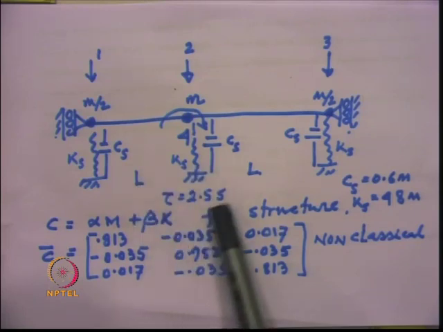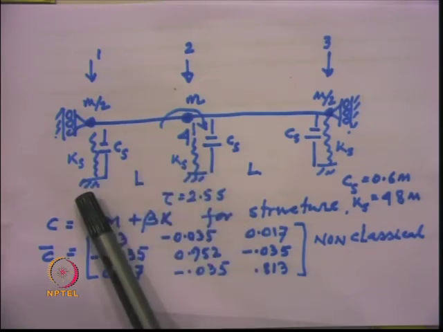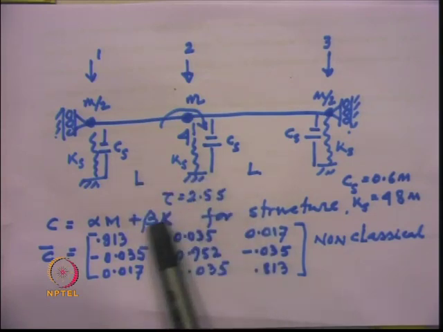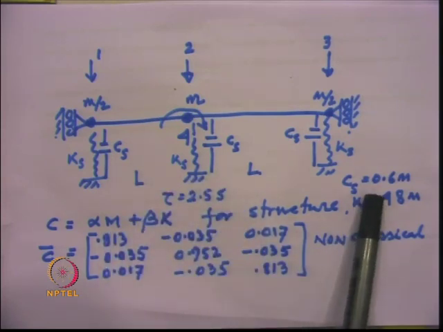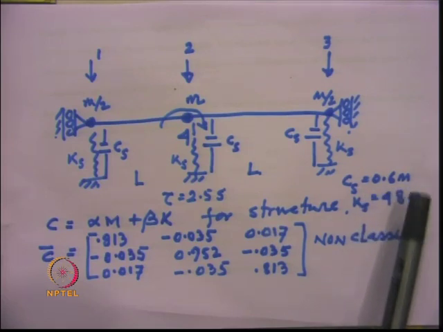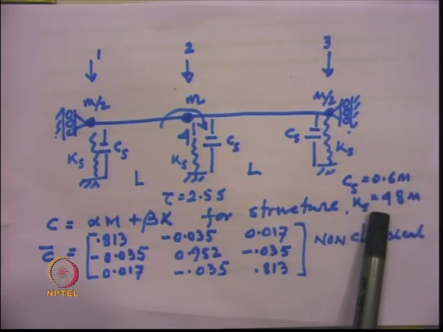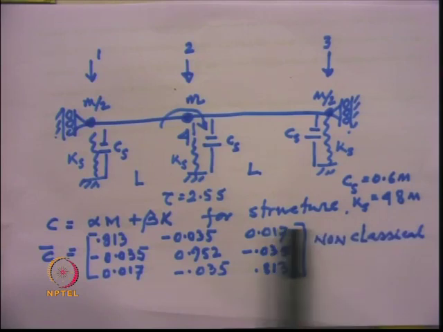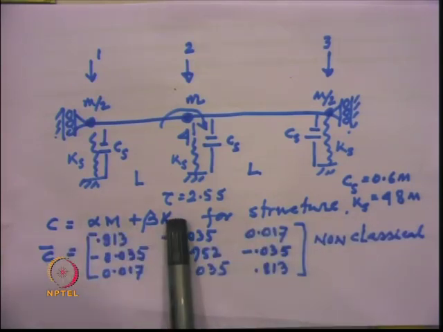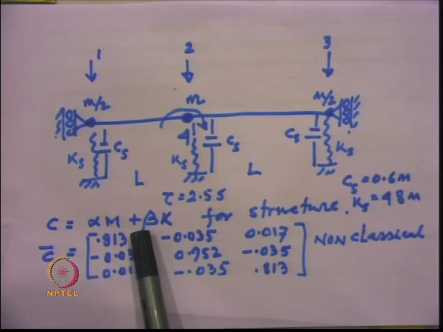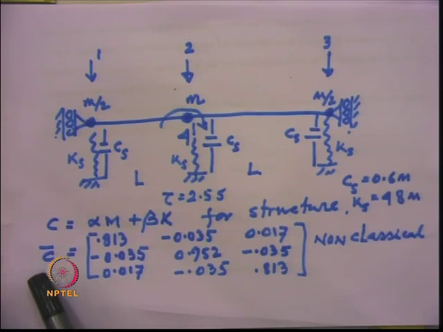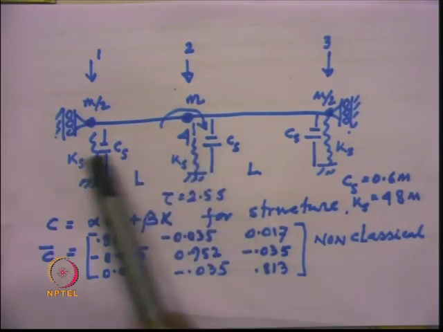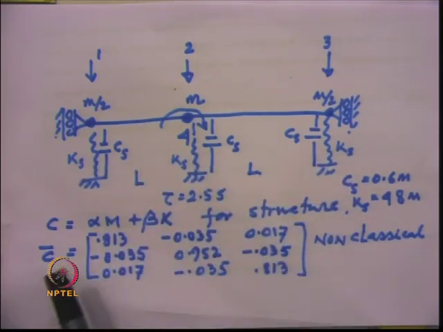There is a time lag which is assumed between the supports. That time lag is 2.5 second. Cs value is given as 0.6 m and Ks value is given as 48 m. The structural damping matrix is obtained as C is equal to alpha m plus beta k. The C bar matrix, that is the damping matrix considering the soil damping, turns out to be this.